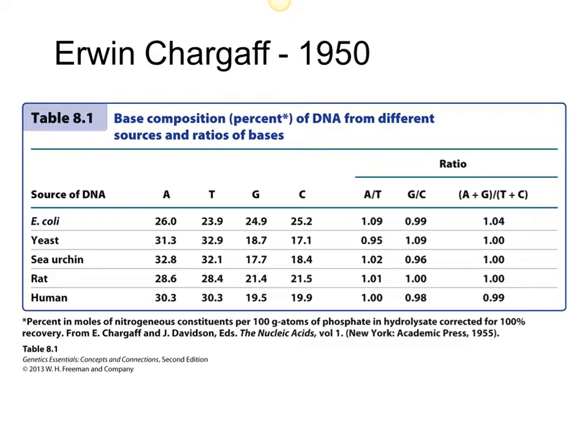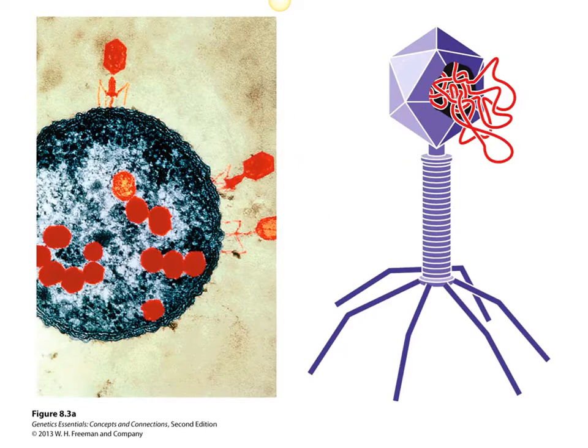And we know now that what he was really describing is the complementary base pairing rules, because every time you have an A on one strand of DNA, you have to have a T on the other strand for the double-stranded DNA. And so he was describing the base pairing rules. But he didn't know that at the time. He was just analyzing the makeup of DNA.